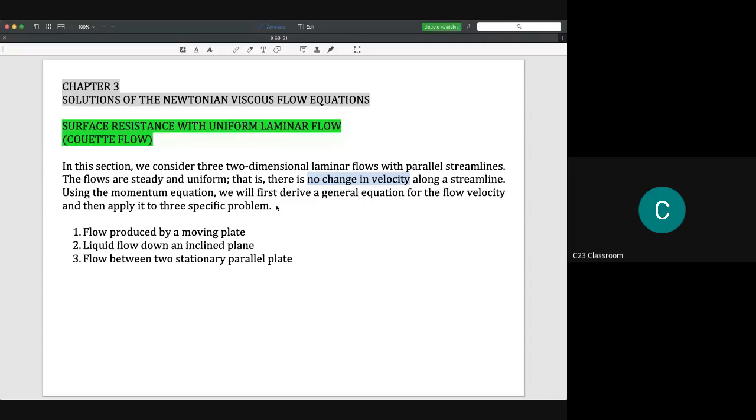So first, we need to simplify our equation, and then we try to solve it according to these three situations. They are the flow produced by a moving plate, liquid flow down an inclined plane, and flow between two stationary parallel plates. Okay.